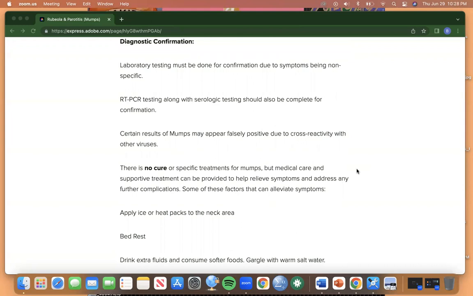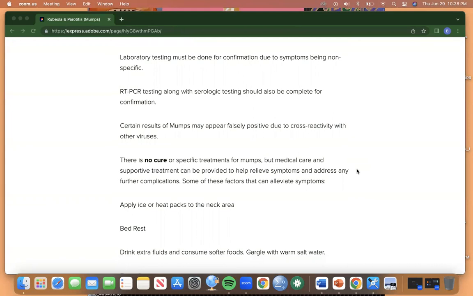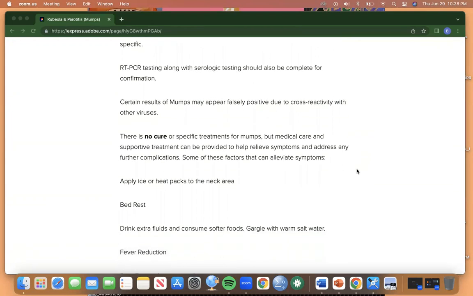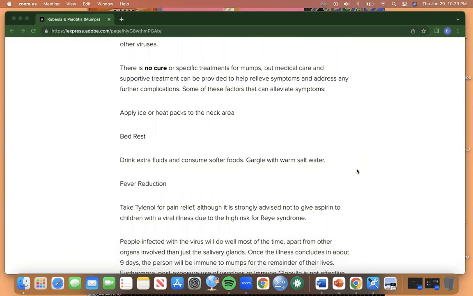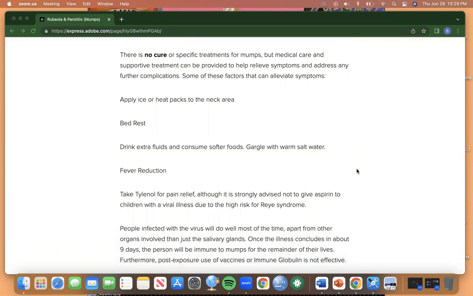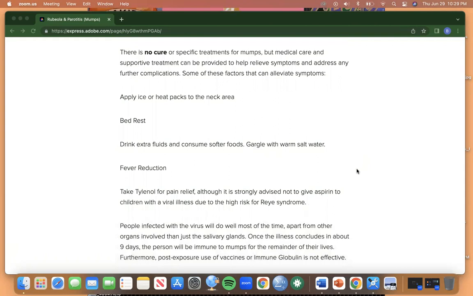Some of these factors that can alleviate symptoms would be to apply ice or heat packs to the neck area, bed rest, drink extra fluids and consume softer foods, gargle with warm salt water, fever reduction, take Tylenol for pain relief, although it's strongly advised not to give aspirin to children with a viral illness due to the high risk for Reye syndrome. People infected with the virus will do well most of the time, apart from other organs involved than just the salivary glands. Once the illness concludes in about 9 days, the person will be immune to mumps for the remainder of their lives. Furthermore, post-exposure use of vaccines or immune globulin is not effective.